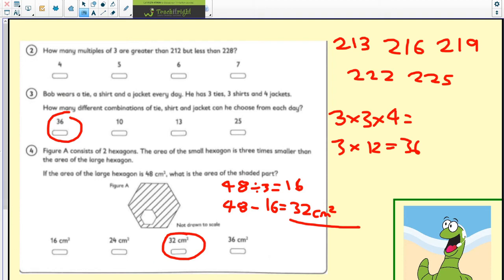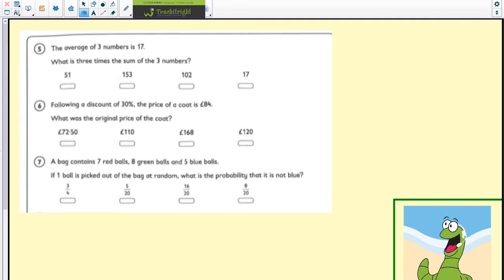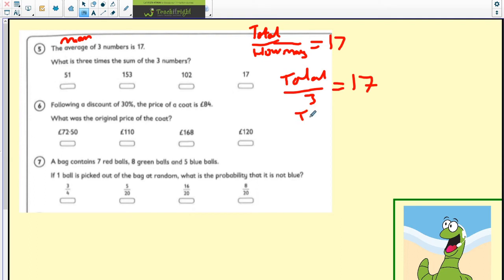Number 5. The average of 3 numbers is 17. What was the sum? Well, remember, average is the same as mean, and you work that out by doing the total divided by how many, that equals 17. So what it's really saying is the total divided by 3 equals 17. So the total equals 17 times 3, so 51. Then it says what is 3 times the sum of those numbers? So the sum of those numbers is 51, times 3, which is going to be 153.